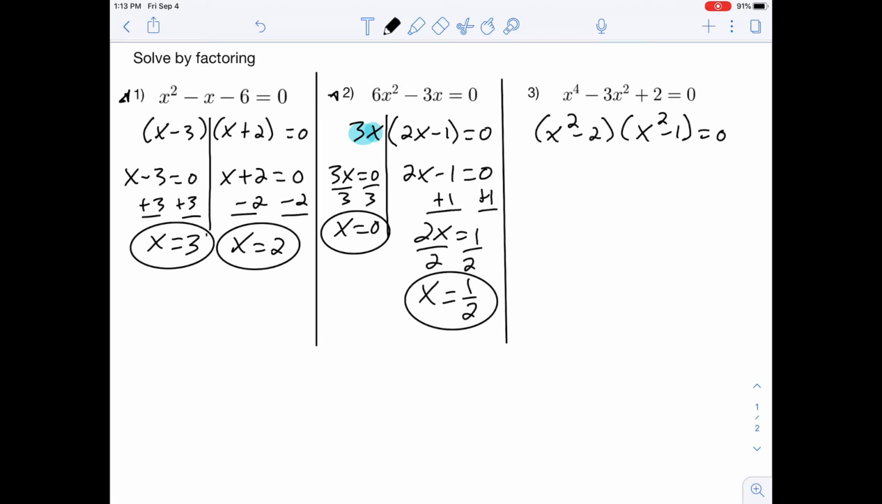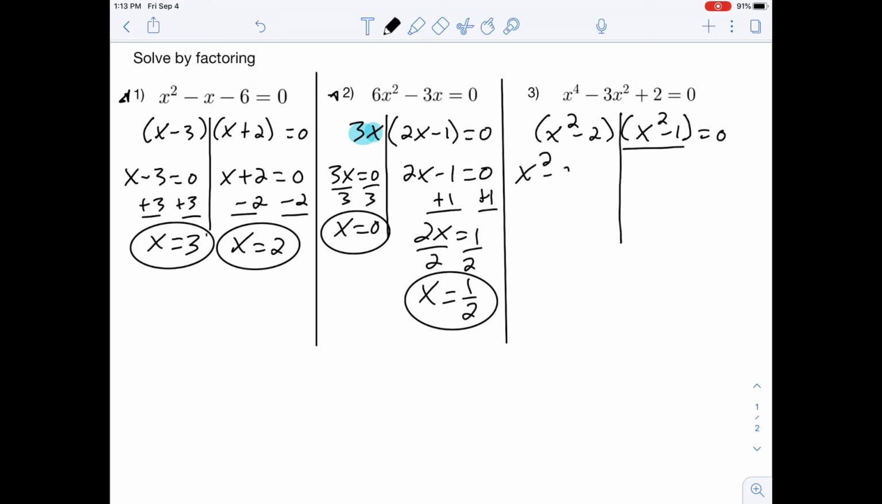I can actually set these both equal to 0 and solve from here using square roots. Or this right here is the difference of squares. You could factor that again if you wanted to. It's totally up to you. It doesn't make a difference. It's going to work either way. I'm just going to go ahead and solve from here because I'm already ready to go.